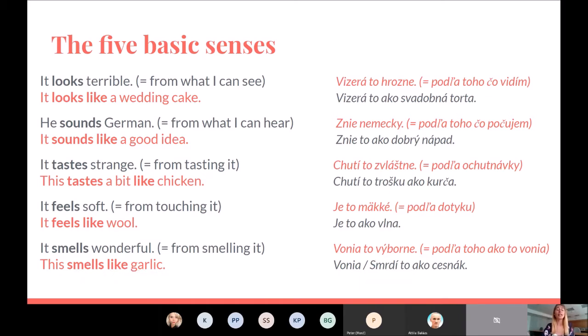And the fifth sense, smell, we simply use the verb smell. It smells wonderful. It smells different. It smells interesting. Or we can say smell like. So this smells like garlic. I don't know if it is garlic or not, but it smells like garlic. So focus on these simple verbs: look, sound, taste, feel, and smell.